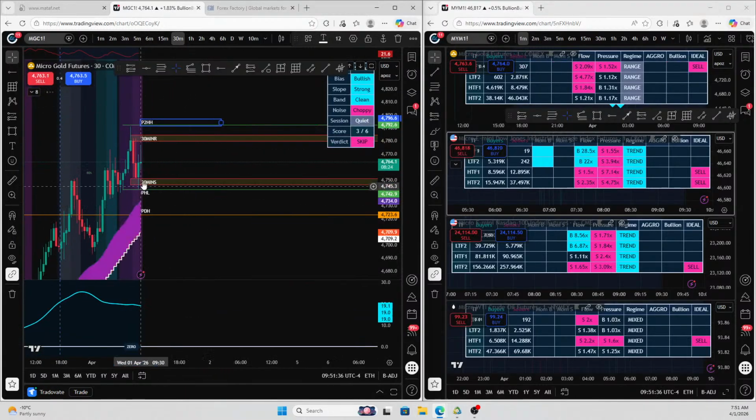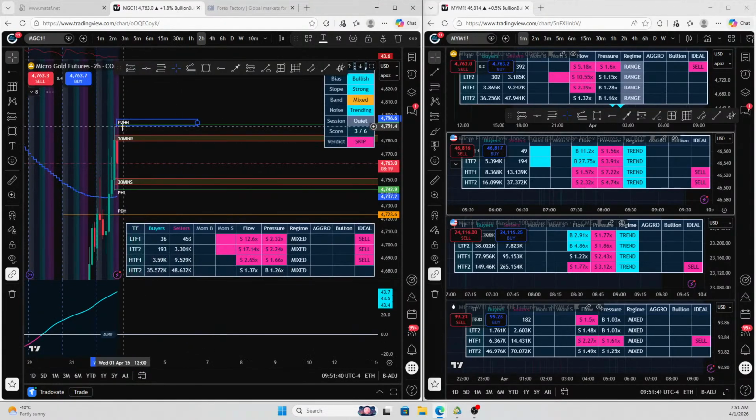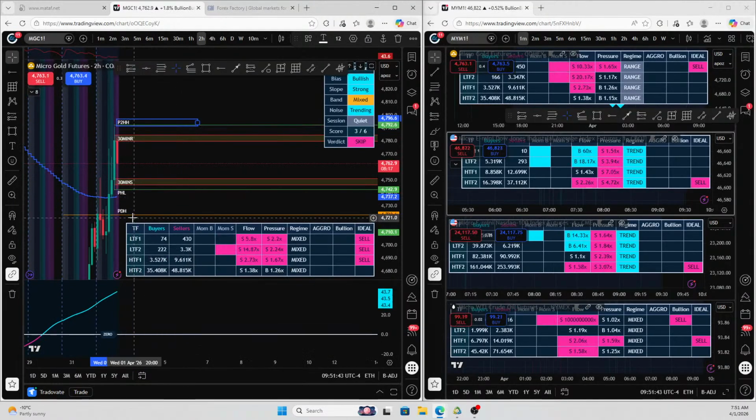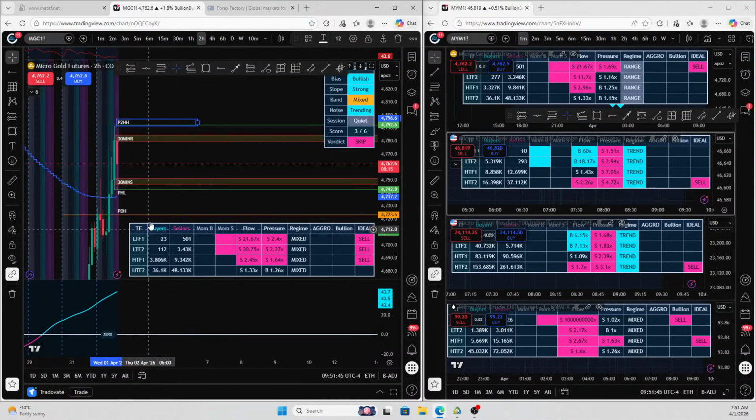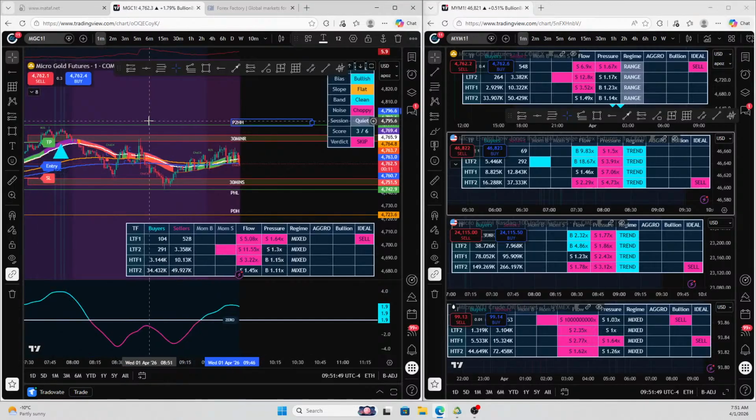So we have the 30-minute support, 30-minute resistance. We have the 2-hour high, the 2-hour low, previous day high, and then we do have the previous day low as well. And then we're looking at the 1-minute time frame.